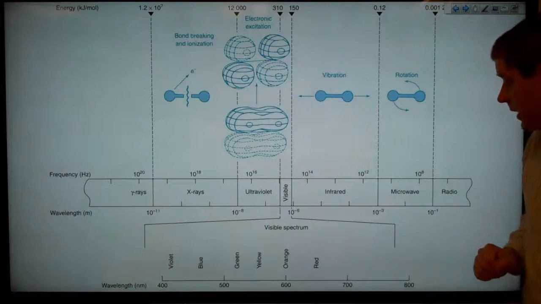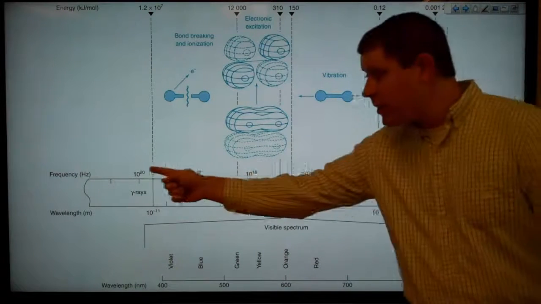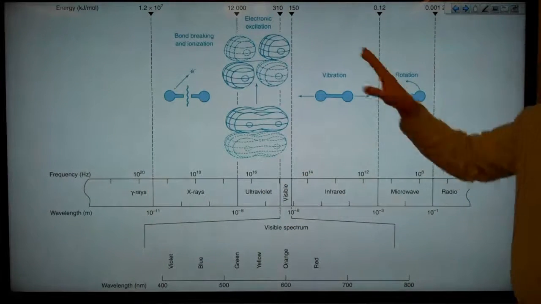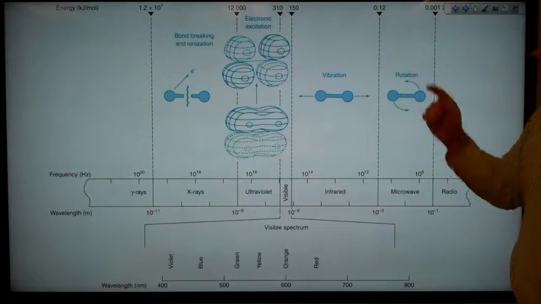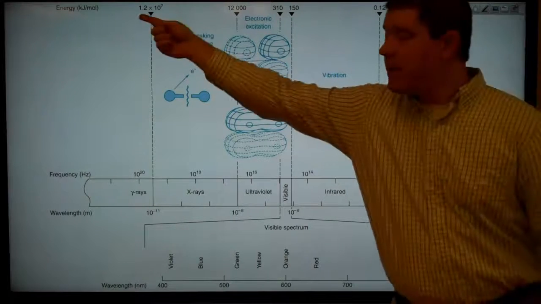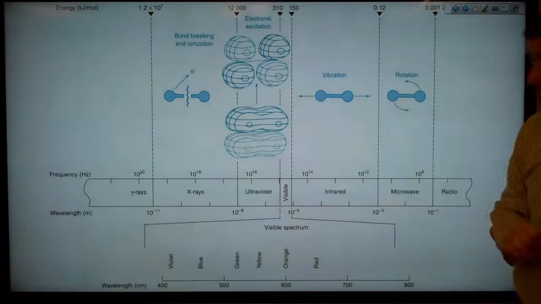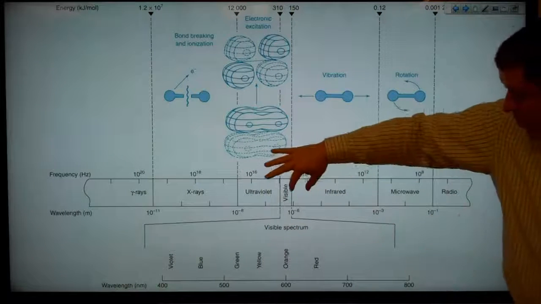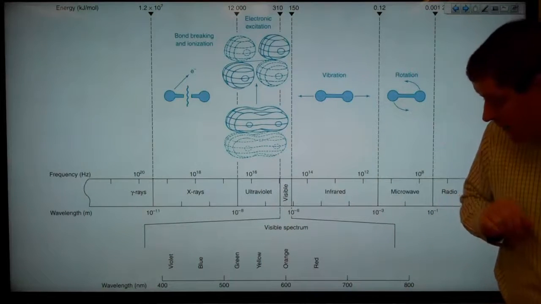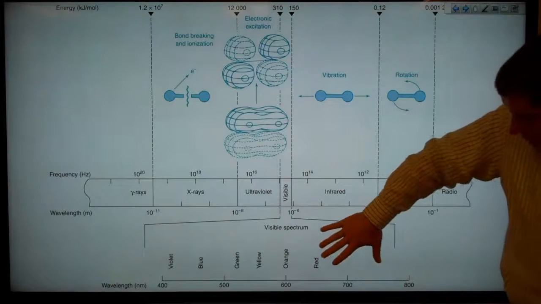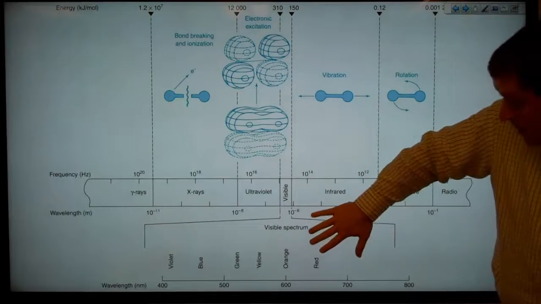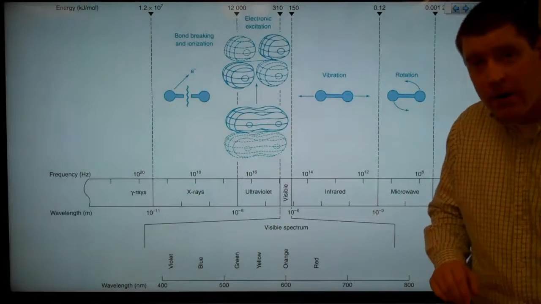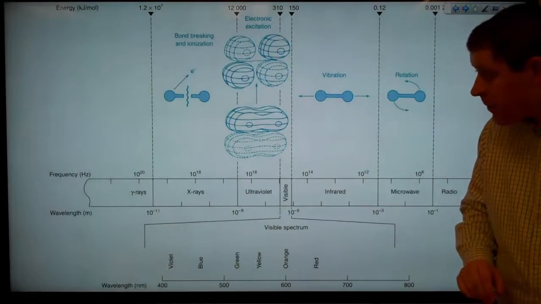The frequency is increasing as we move to the left, decreasing as we move to the right. Up here at the top, we've got energy. Energy is increasing as we move to the left, decreasing as we move to the right. And then down here we see, we've pulled out the visible portion of the spectrum. We have red down here at around 650 nanometers. Orange, yellow, green, blue, and violet is down at around 400 nanometers.